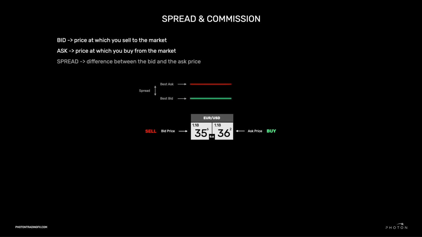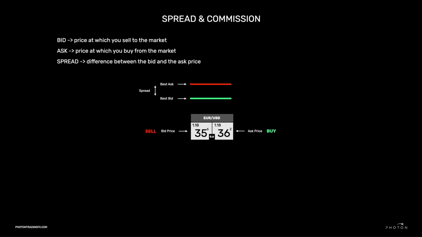It's this difference between the bid and the ask price that is known as the spread, and the spread is essentially the transaction cost of trading. In this example, the bid price for euro dollar is at 1.18356, and the ask price is at 1.18362. So just really the difference in the micro pips there, right? So it's a spread of 0.6 pips.